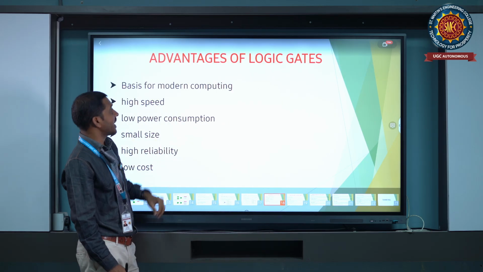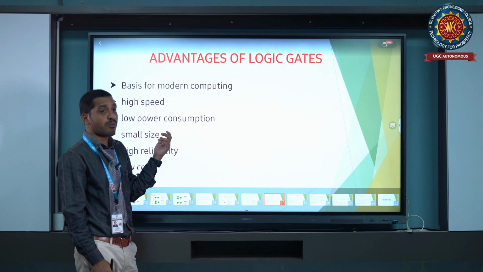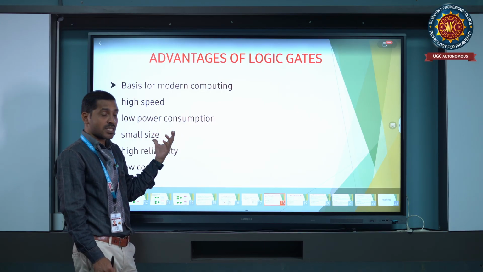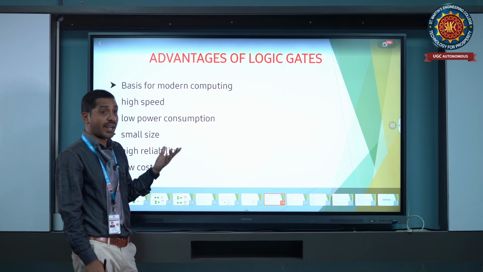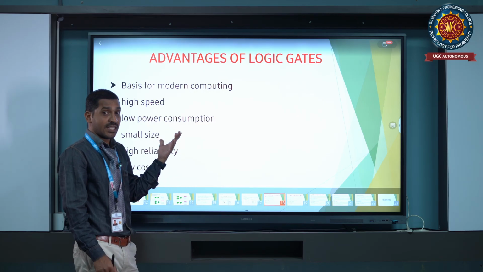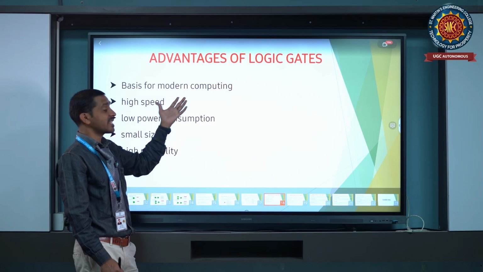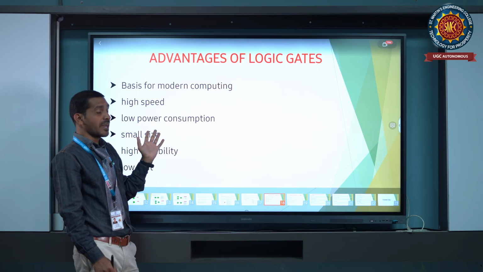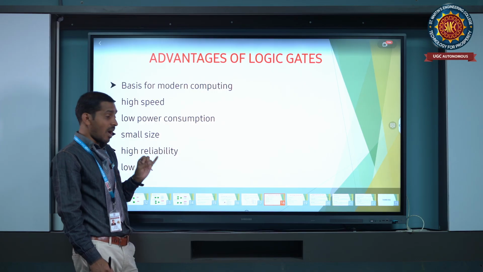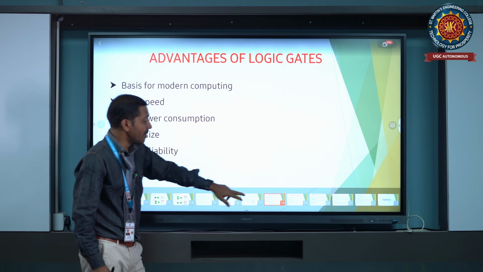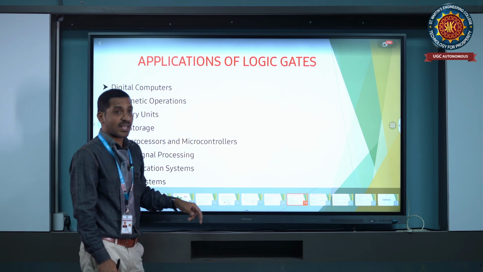The advantages of logic gates are: basic of modern computing, high speed, low power consumption, small size, high reliability and low cost. Next, coming to applications of logic gates.